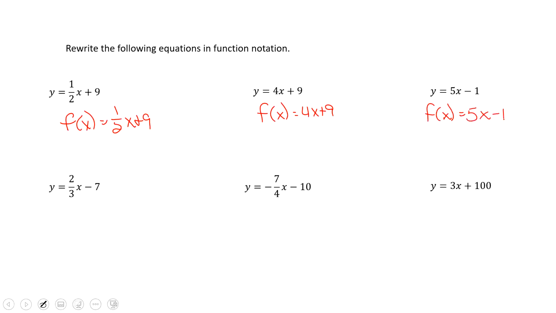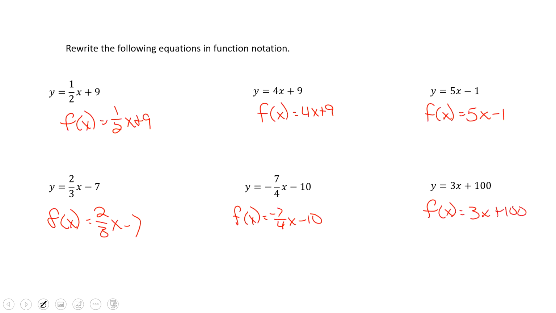So you should have f of x equals 4x plus 9, f of x equals 1/2 x plus 9, f of x equals 5x minus 1. Here becomes f of x equals 2 over 3x minus 7. F of x equals negative 7 over 4x minus 10. And the last one, f of x equals 3x plus 100. Again, fairly simple, fairly straightforward. Shouldn't have been any problem.